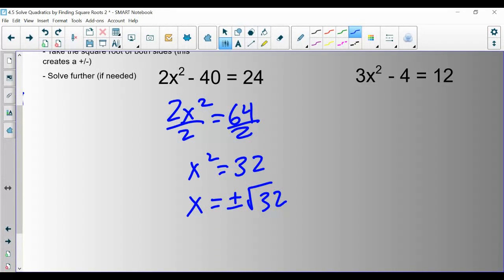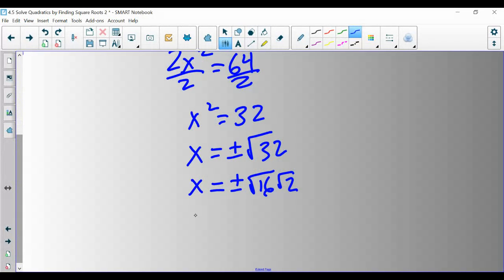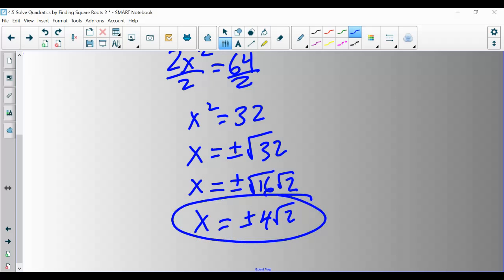The square root of 32 has perfect square factors. The biggest one is 16. So this would be x is equal to plus or minus square root of 16 times square root of 2. Remember, you break it up as its perfect square factor, and 16 times what is 32? 16 times 2. That's how you get both of these numbers. Final answer, x is equal to plus or minus 4 root 2. And the reason that we do that is because we know the square root of 16 is 4.